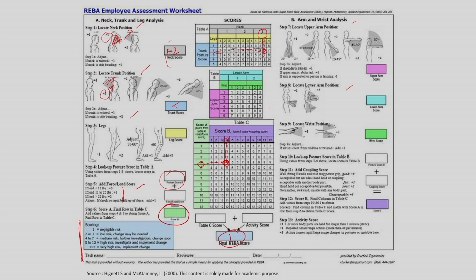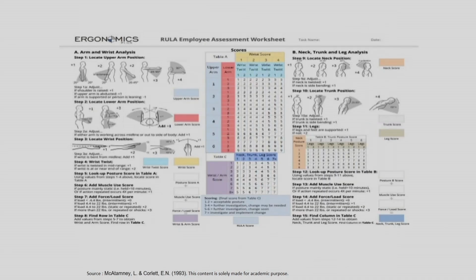A score of 2 or 3 is low risk, change may be needed, but it is not yet urgent. 4 to 7 is medium risk, further investigation, changes soon. 8 to 10 is high risk. 11 is very high risk. So this is REBA, and RULA is the same thing.